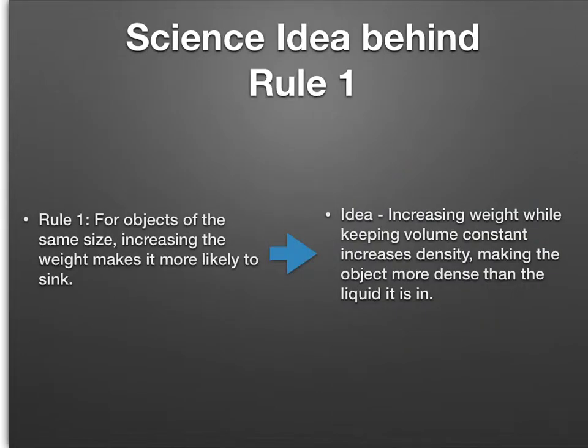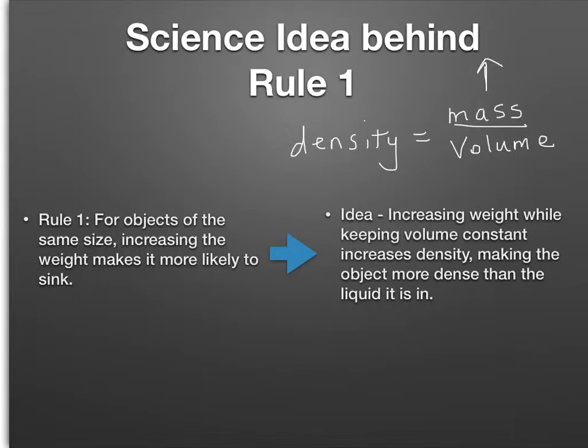For rule number 1, that when an object's size is held constant, increasing the weight makes it more likely to sink, is related to the idea of density. Density is equal to mass divided by volume. So, if we increase the weight, or the mass, while keeping the volume constant, then this is going to make the density larger. And if the object is more dense than the liquid it's in, it will sink.